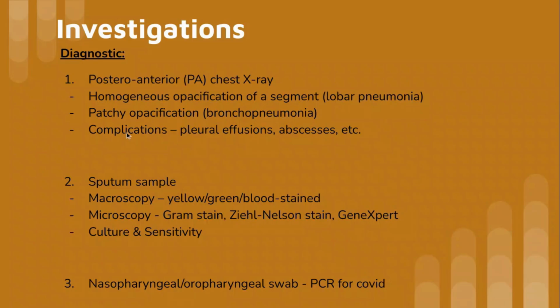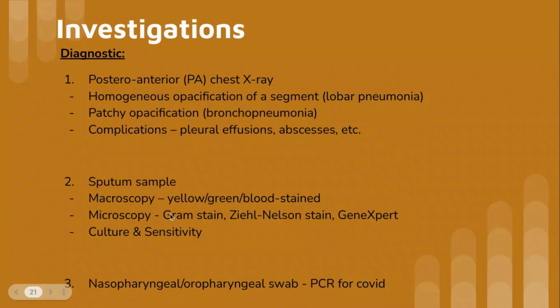All right. Complications, you may also pick up complications on the X-ray like pleural effusion, lung abscesses, or pneumothorax, etc. All right. After doing your X-ray, you want to take a sputum sample. You look at the sputum. Okay. If it's yellow, green, greenish, or blood stained, it can point to a pneumonia. All right. Then you take it to the lab for microscopy.